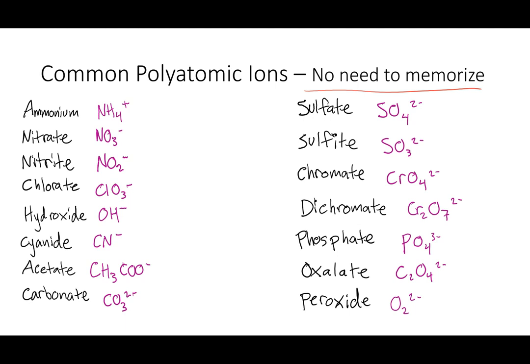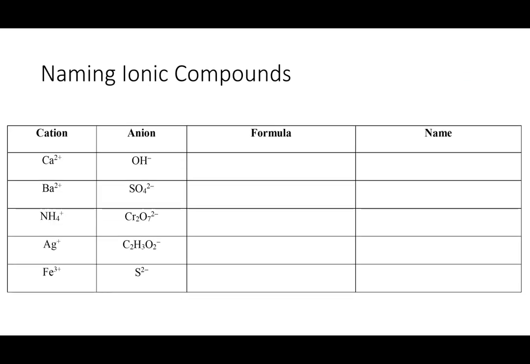So take a look at those. Those are things that we're going to use pretty frequently, but you can always look these up yourself. Let's go over naming ionic compounds with these polyatomic ions and with the Roman numerals from the transition metals. So this is going to be a review of everything. Go ahead and take a moment to combine these cations with the anions in such a way that you get a neutral compound for the formula and then give it a name.